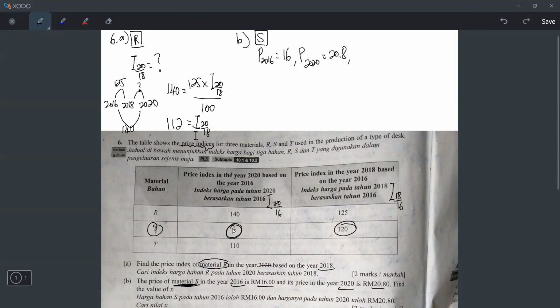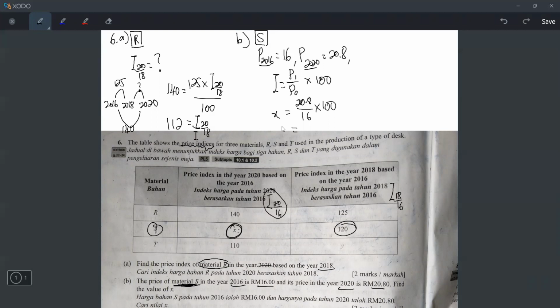So find the value of X. How to find the value of X? What's the value of X actually? X is actually the I for 2016 for S. Agree? Yeah. So if I want to find X, I will definitely use the first formula because it involves price already. So P1 over P0 times 100. And this X is the I for 2016, and they give you the price in 2020 and 2016. So the P1 I can replace with 20.8, over 16 times 100. Can you understand? So just press this one. What do you get?